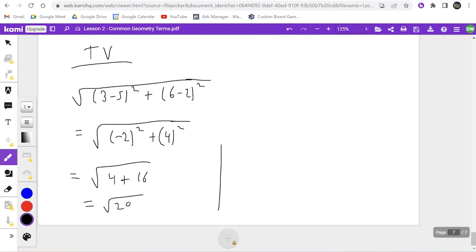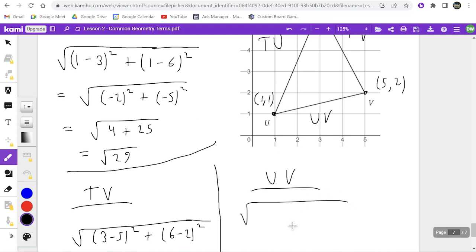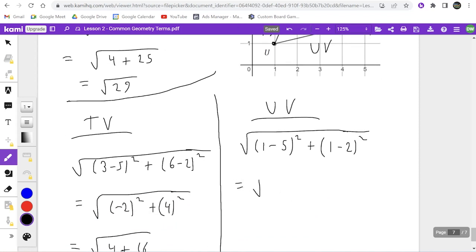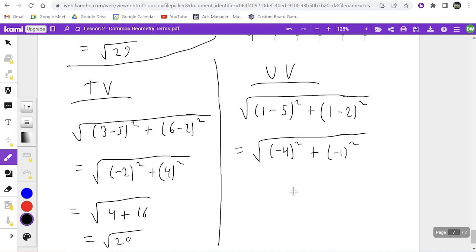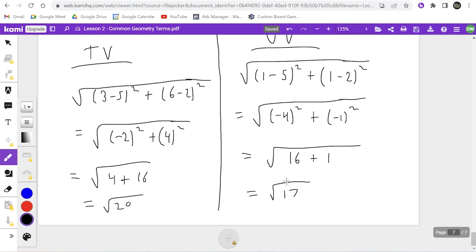And then for the last one, UV. So for UV, it's going to be the square root of x1, which is 1, minus x2, which is 5, squared, plus 1 minus 2 squared, because that's the y values. And now I just need to start simplifying. So 1 minus 5 is negative 4 squared, plus 1 minus 2 is negative 1 squared. And so for that, what's negative 4 squared? It's positive 16. What's negative 1 squared? It's plus 1. And so the answer is the square root of 17.